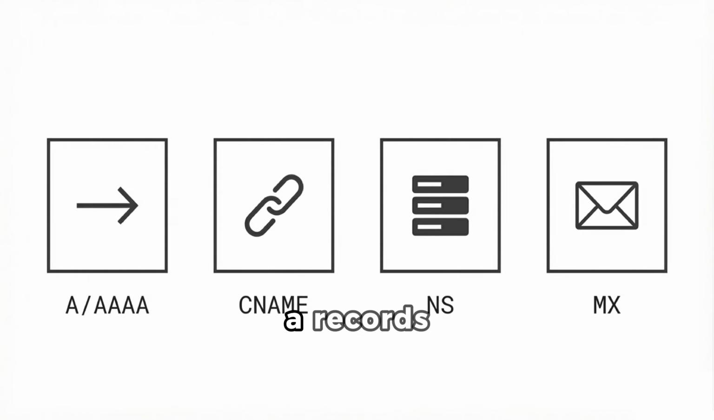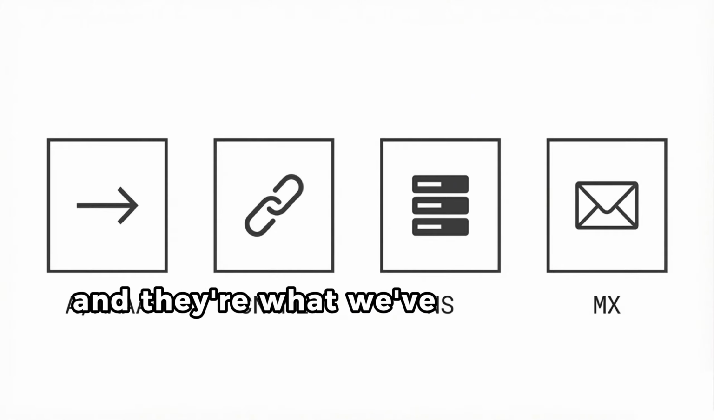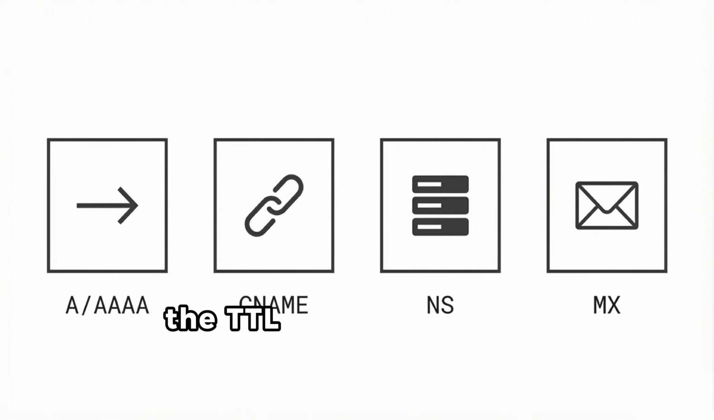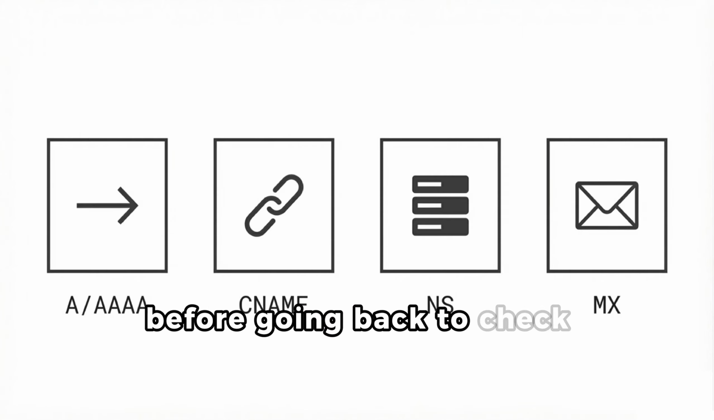First, A records and AAAA records, the final address mappings, get cached at every level. These are what you're usually most interested in, and they're what we've been talking about. The TTL on these records controls how long resolvers hold on to the address before going back to check.